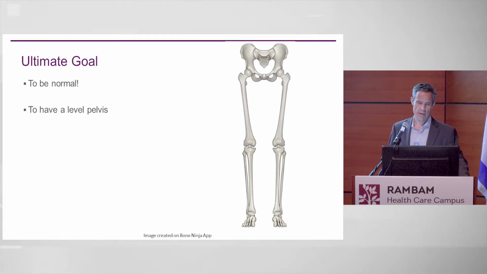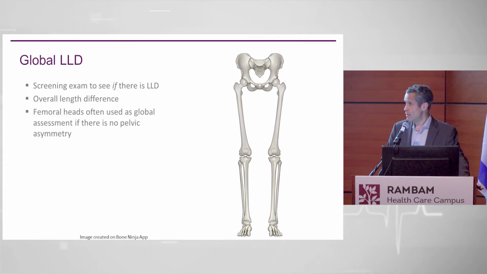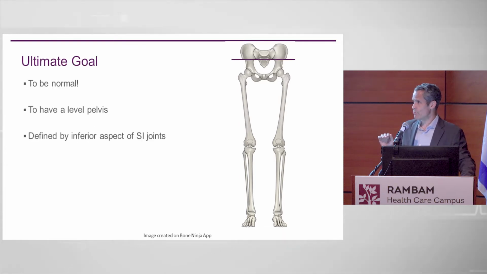Patients have had previous pelvic osteotomies or have deformities that can give another segment of limb length discrepancy, and that does need to be looked out for. So it's easier, though, to just measure from the femoral heads, and that's mostly what we do, but this base of the SI joints is the true foundation for a level lower extremity alignment.